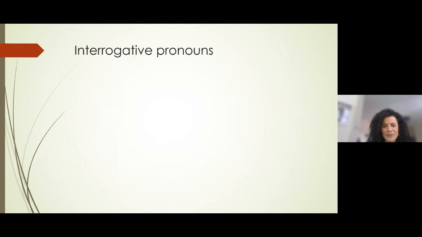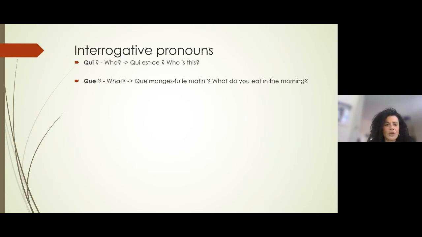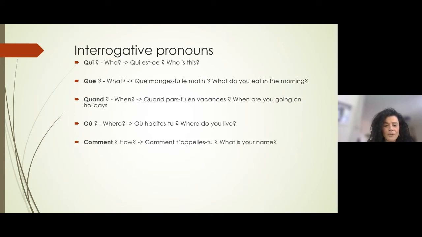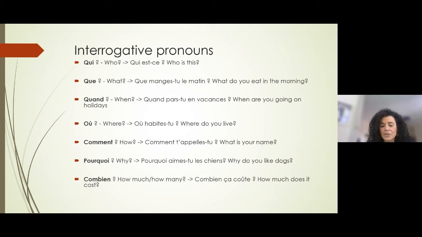Right. So let's have a look at the interrogative pronouns. So qui, who, example, qui est. Who is this? Que, what? Que manges-tu le matin? What do you eat in the morning? Quand, when? Quand pars-tu en vacances? When are you going on holidays? Où, where? Où habites-tu? Where do you live? Comment, how? Comment t'appelles-tu? What is your name? Pourquoi, why? Pourquoi aimes-tu les chiens? Why do you like dogs? Combien, how much, how many, combien ça coûte, how much does it cost? OK, donc qui, que, quand, où, comment, pourquoi, combien. Oh, I forgot one, sorry, quel. Donc, quel livre préfères-tu, which book do you prefer?